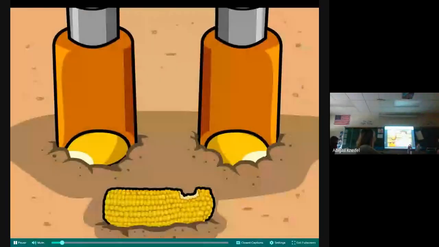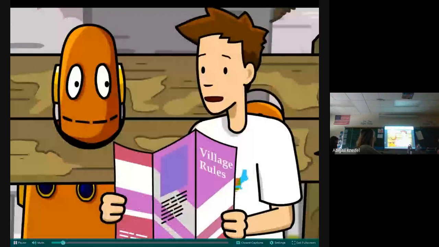It says right here, no skipping through town on Sunday whilst eating an ear of corn. These reenactors take their blue laws seriously.